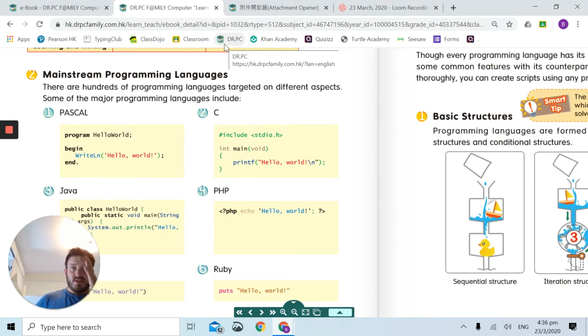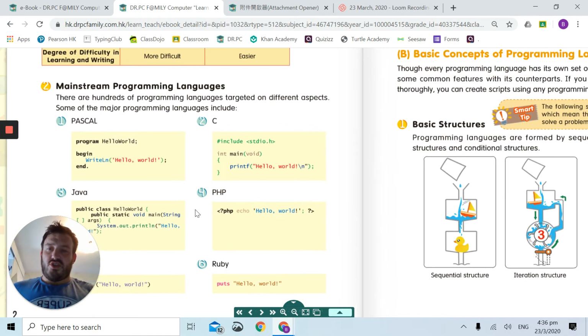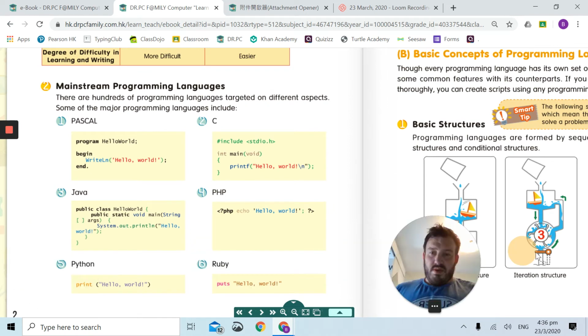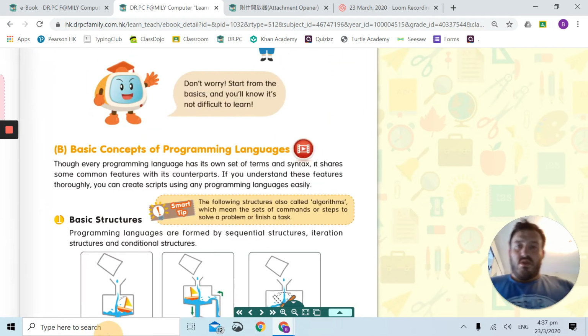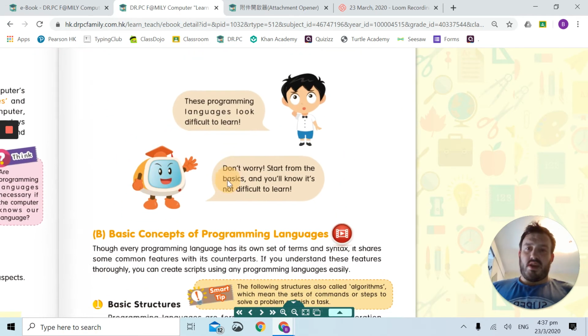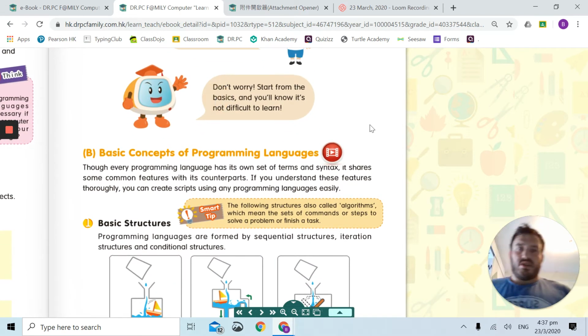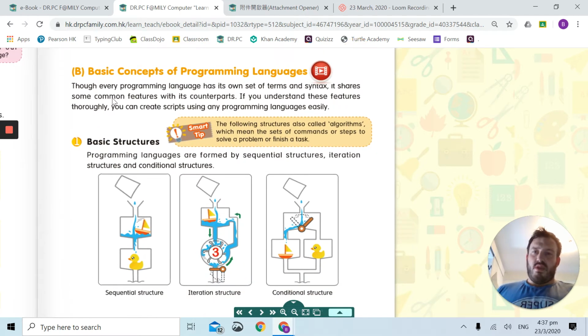So there are hundreds of languages targeted at different aspects. Some of the major programming languages include Pascal, C, Java, PHP, Ruby, and Python. You can see how each different code has a slightly different way to write how you would say hello world. So the programming languages look a bit difficult to learn. So I'll start from the basics and then we'll look at some more. Though every programming language has its own set of terms and syntax, it shares some common features with its counterparts. If you understand these features thoroughly, you can create scripts using a programming language.